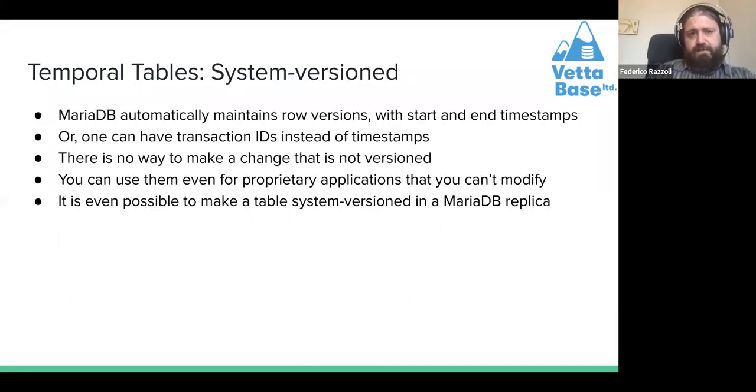In the example, I will only show you system versioned tables, again, because we don't have enough time to talk about everything. If you're interested, you can find application time tables in the MariaDB documentation. So again, MariaDB automatically maintains the row versions for system versioned tables. It handles automatically the start and end timestamps of each row, or it can handle, instead of timestamps, the transaction IDs.